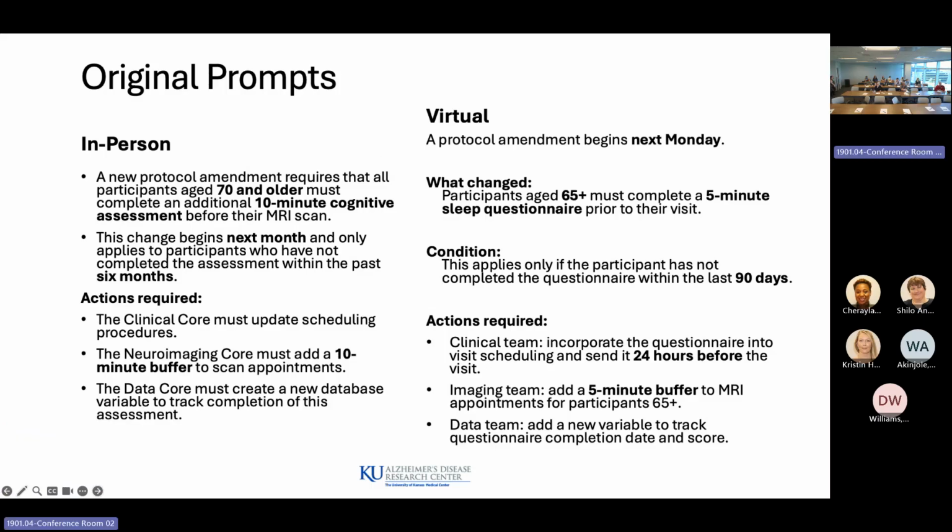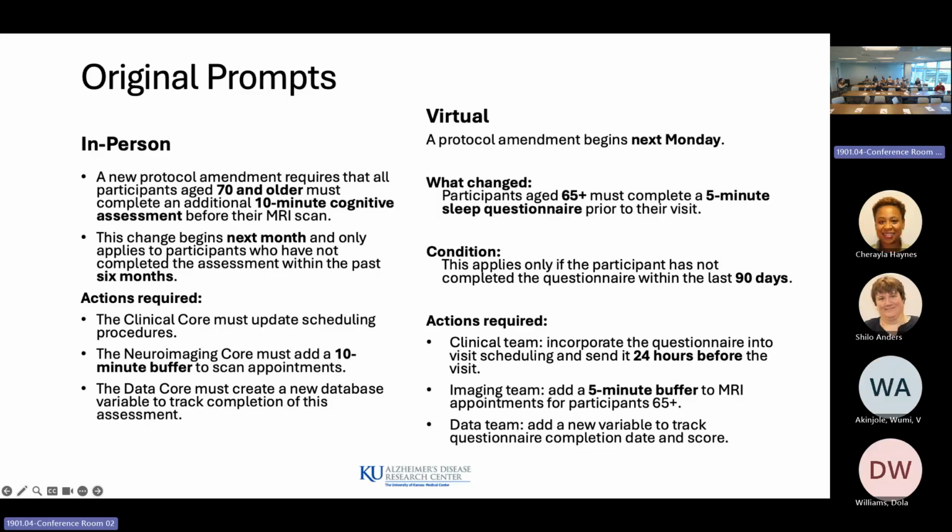In person on the left, virtual on the right. So, a couple misconceptions. Everyone was already getting an MRI scan. What was added was a 10-minute cognitive assessment for those 70 years or older. The change begins next month. And even the phrasing of next month is confusing. We're in the middle of the month. What is next month? Does that mean April 12th? Does that mean April 1st? It's unclear already. I gave you an unclear message on purpose. I didn't want anyone to get it right.